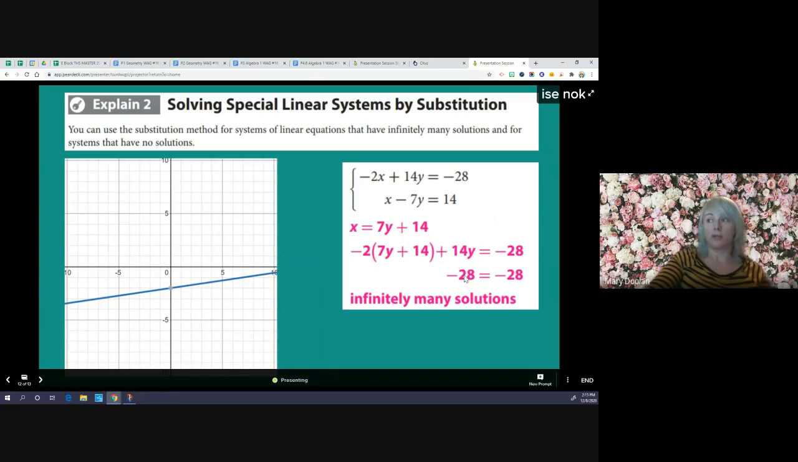And now we're left with a constant that's equal to a constant. But these are the same number. Negative 28 equals negative 28. This is a true statement. And when that happens, we say there are infinitely many solutions. Because what that means is that these two equations are actually the same equation. And when you graph them, you're only going to see one line because they are the same line.